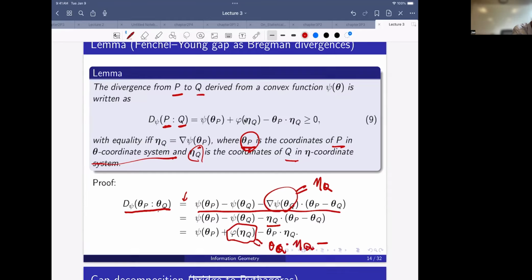minus psi theta Q, right? Eta Q has to be defined as the gradient of psi. Does it have to be crossed? I mean, eta Q is defined as a gradient of theta P.